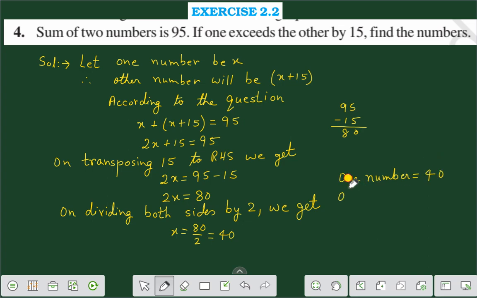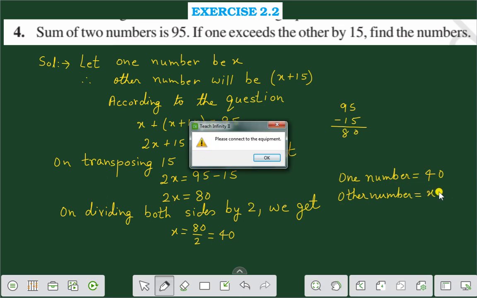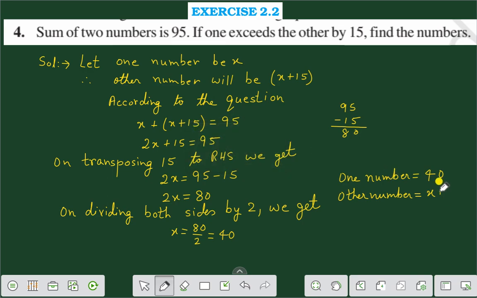And the other number is equal to x plus 15. The value of x is 40. 40 plus 15 is 55. This is the answer. One number is 40 and the other number is 55.